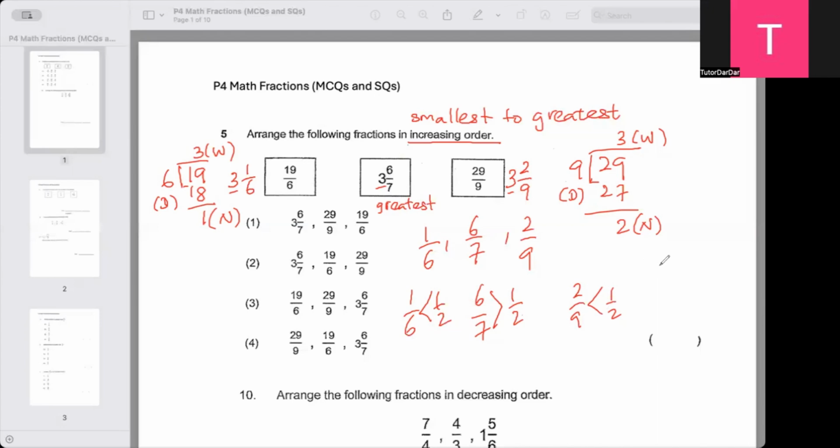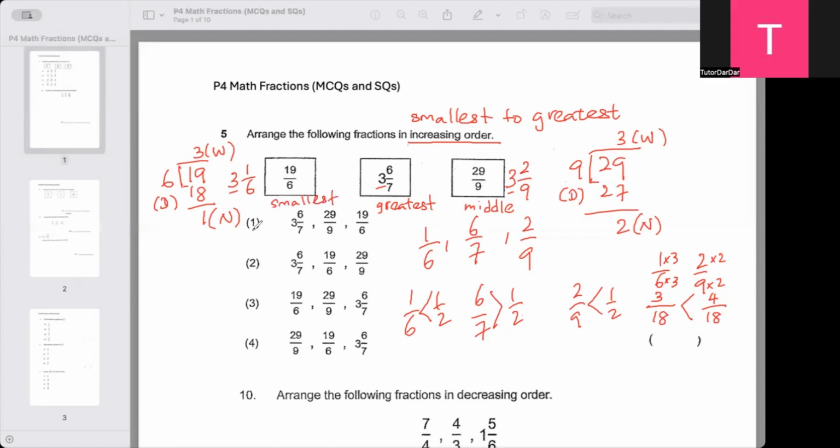Now we will be comparing between 1/6 and 2/9. Now 6 and 9, what is the common denominator? It's going to be 18. So multiply by 3, multiply by 3. Same thing here, multiply by 2, multiply by 2 to make the denominator become 18. So we will get 3/18 and 4/18. So 4/18 is greater than 3/18. So this will be in the middle. And 3/18, this will be the smallest.